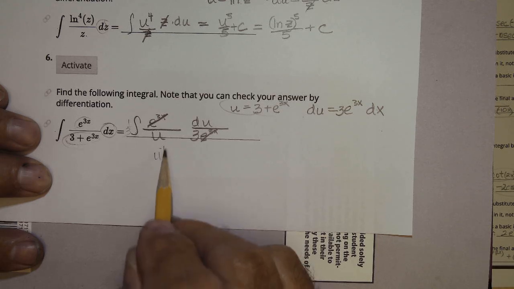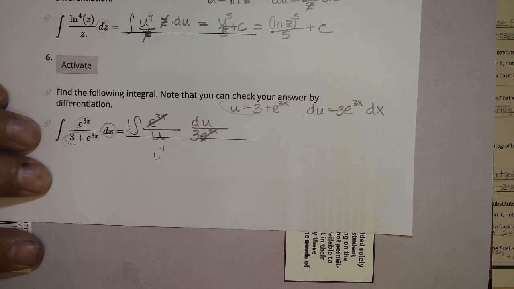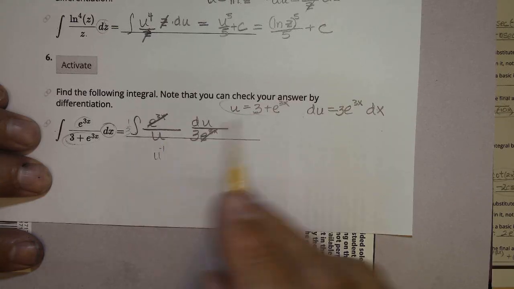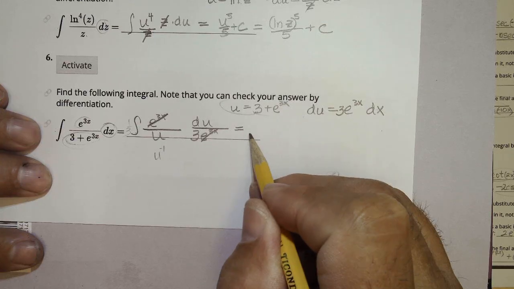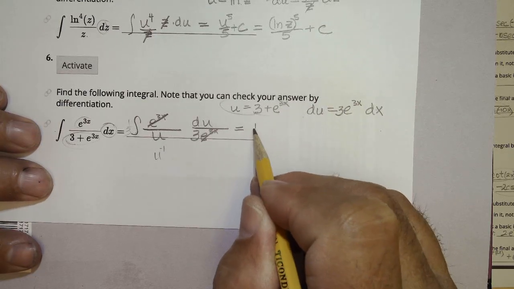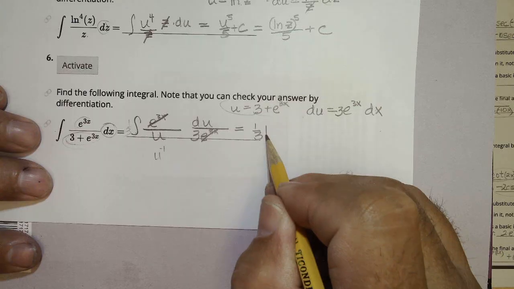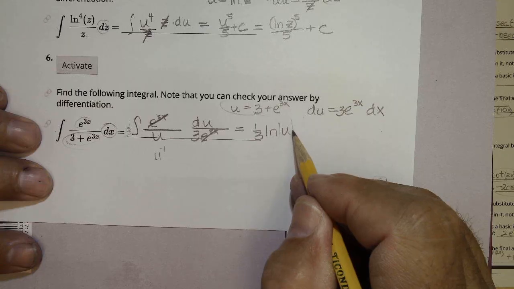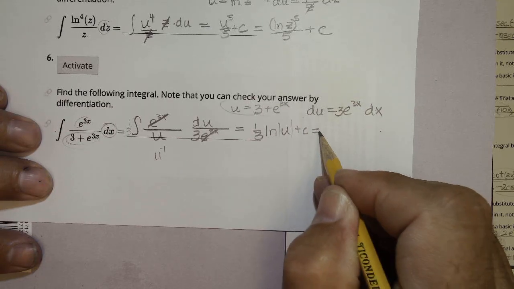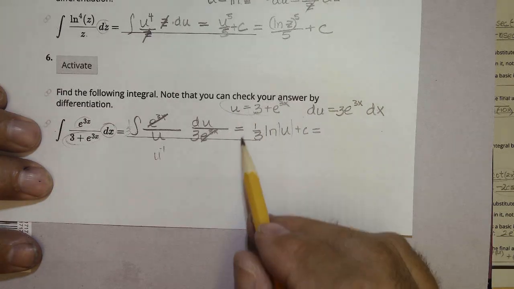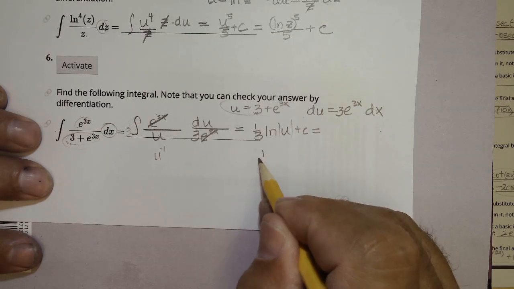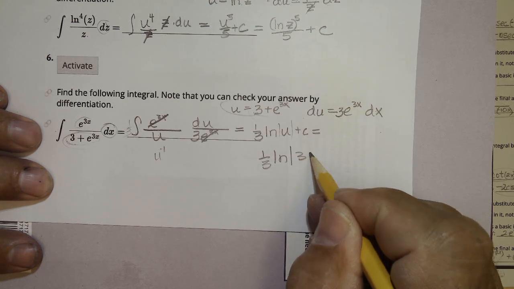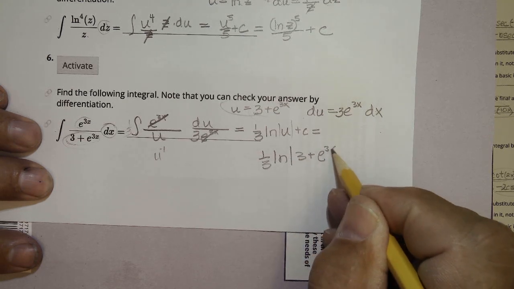That's u to the minus 1, but we can't use the power rule on minus 1. Every other power we could. But 1 over u's antiderivative is ln, natural log. So it's 1/3 natural log of u plus c. But u is this. So we're going to write 1/3 ln of 3 plus e to the 3x.